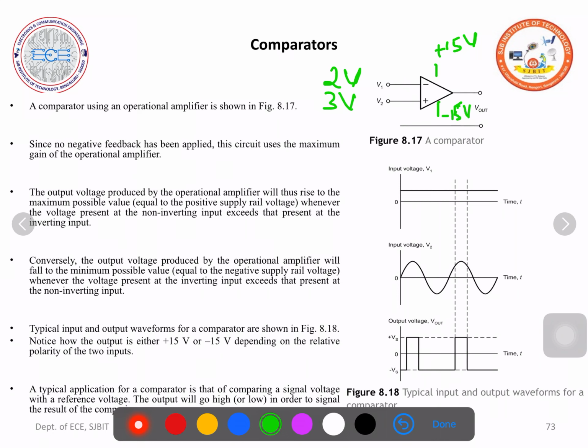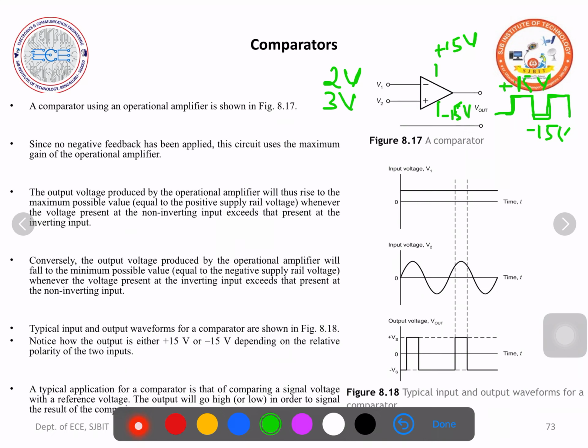That means the output can swing only between plus 15 and minus 15. The maximum swing is plus 15 and minus 15. Whatever the gain may be, 1000 or 2000 or 10,000 voltage gain, the output cannot go beyond plus 15 and less than minus 15. So it is a saturation output. It is a saturable property of the operational amplifier. So it cannot go beyond plus 15 volts, and it cannot go less than minus 15 volts.